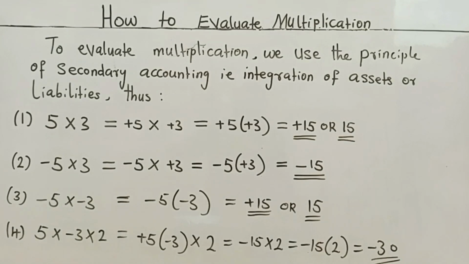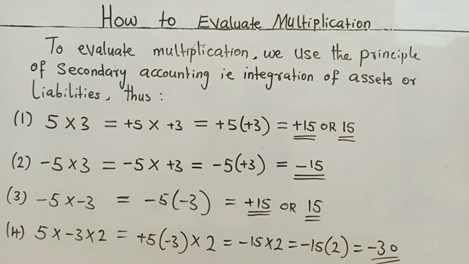Please look at this number 4. 5 times minus 3 times 2. This is something like saying plus 5 bracket minus 3 times 2. Notice what has happened here. Unlike the previous examples, this fourth example contains 3 numbers. Sometimes we have more than 3, even 4, 5, 6, and so on. Here we have just 3 numbers, unlike the others.